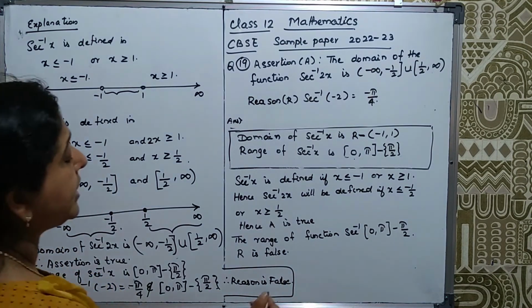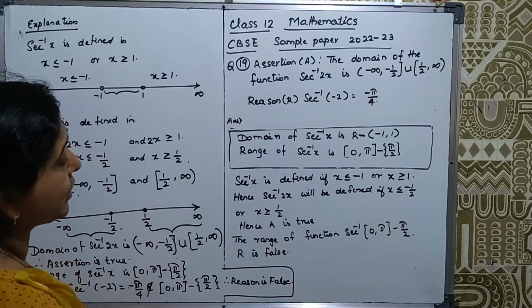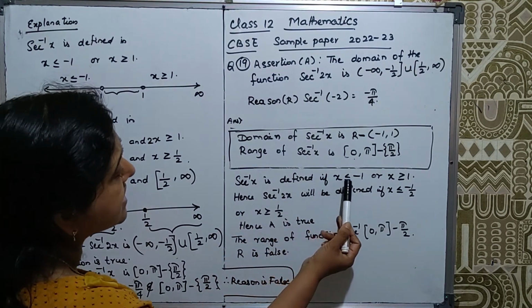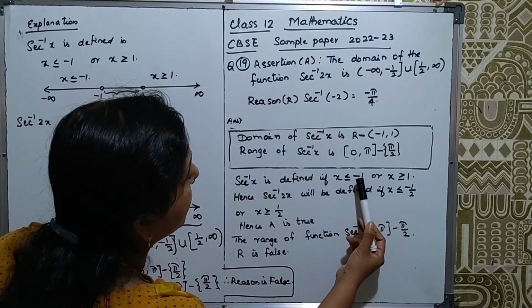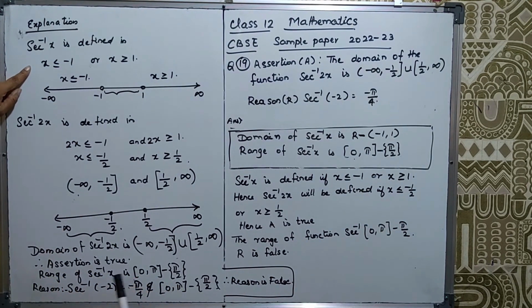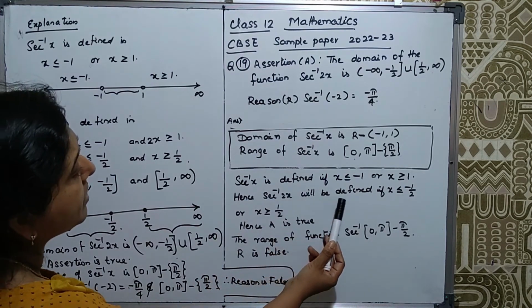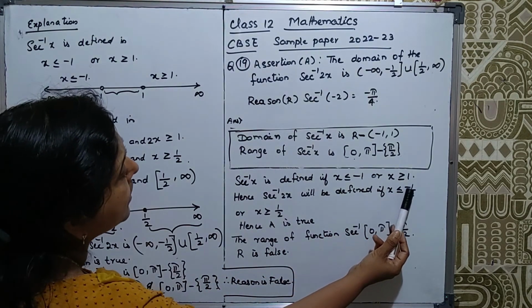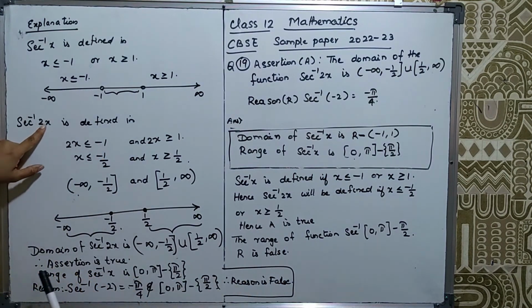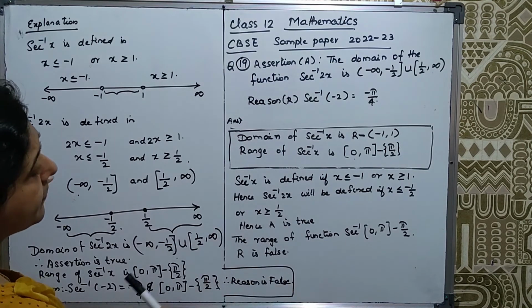So we are concluding that here. In the previous answer, we wrote the main answer: sec inverse x is defined if x is less than or equal to minus 1 or x is greater than or equal to plus 1. Hence sec inverse 2x will be defined if x is less than or equal to minus 1 by 2 or x is greater than or equal to 1 by 2. Therefore, the assertion is true.